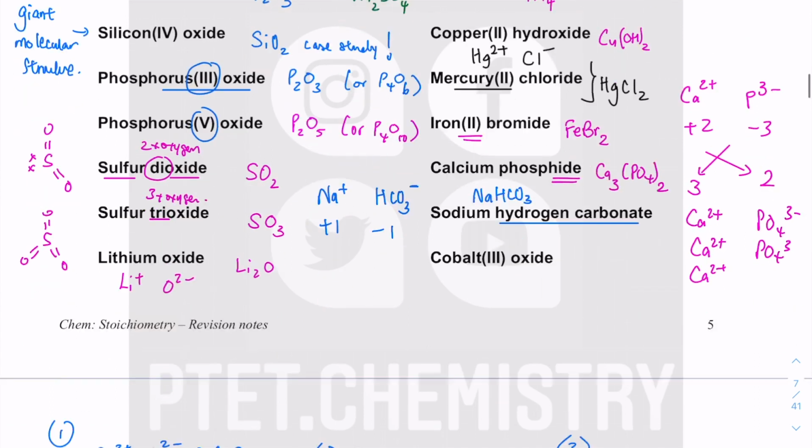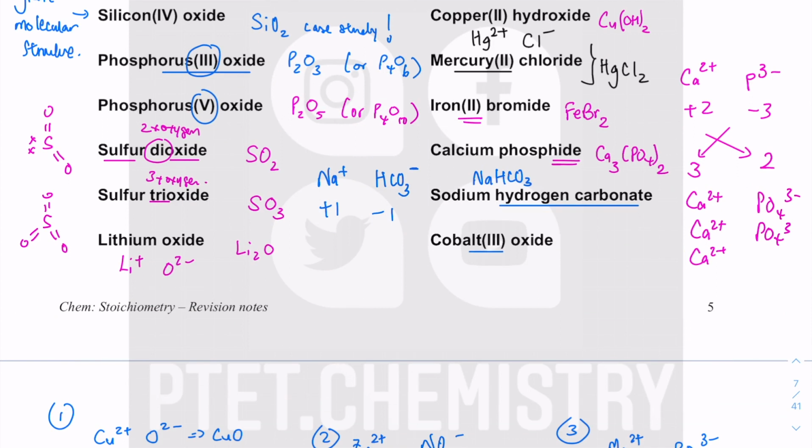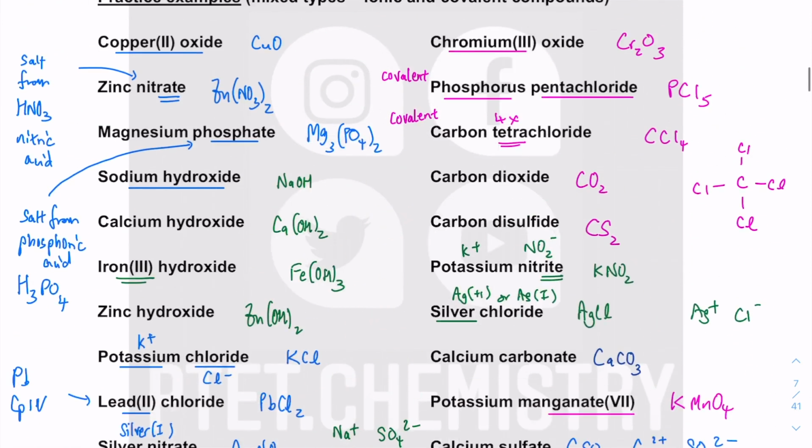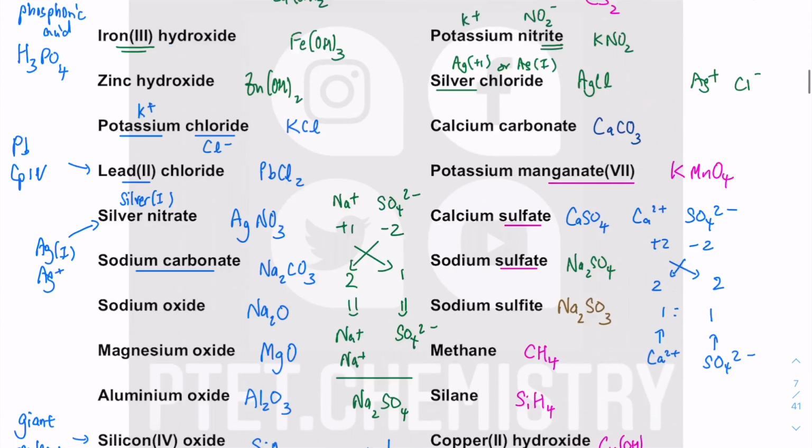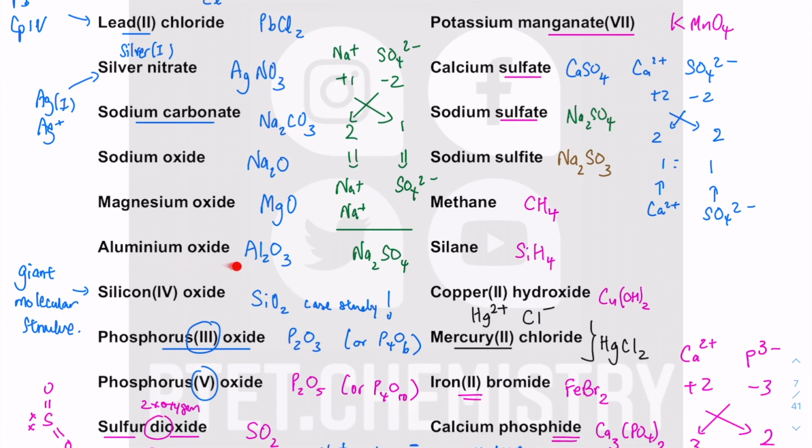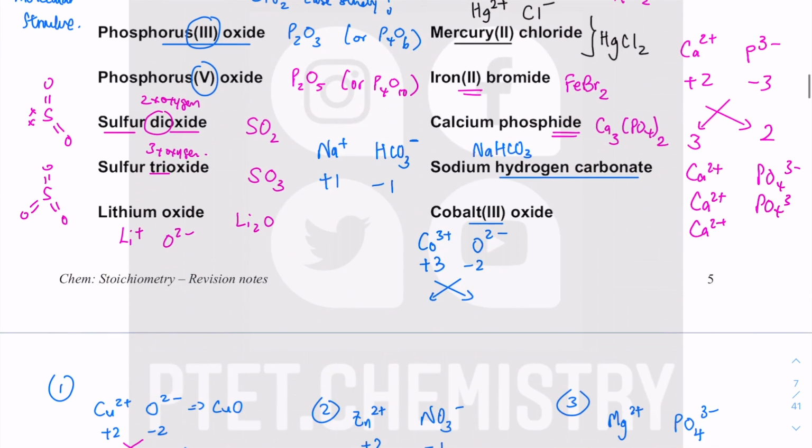Alright, cobalt 3 oxide. So you have cobalt 3+. Cobalt is in the first row of the transition elements. Transition elements are transition metals. They are found in the middle block of the periodic table. Oxide, O2-. +3 and -2 is the same as what we've done before for chromium 3 oxide. Chromium 3 oxide is also the same as aluminium oxide, which is your case study. You will learn more about this in a future topic.